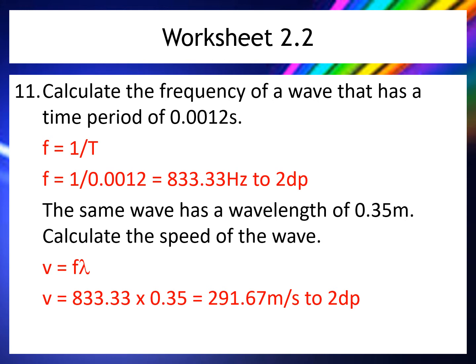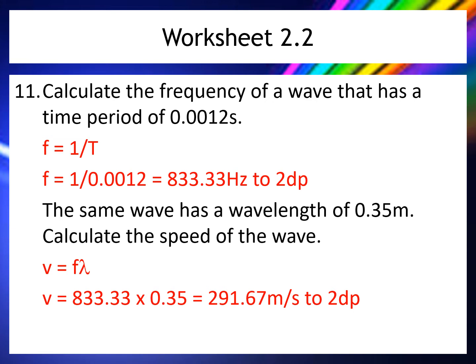If we put the numbers in underneath, we've got frequency equals 1 divided by 0.0012 seconds, which gives us a frequency of 833.33 Hz to two decimal places. The question then goes on to say that that wave has a wavelength of 0.35 meters and to calculate the speed. We now need to go to our second equation, v equals f lambda.